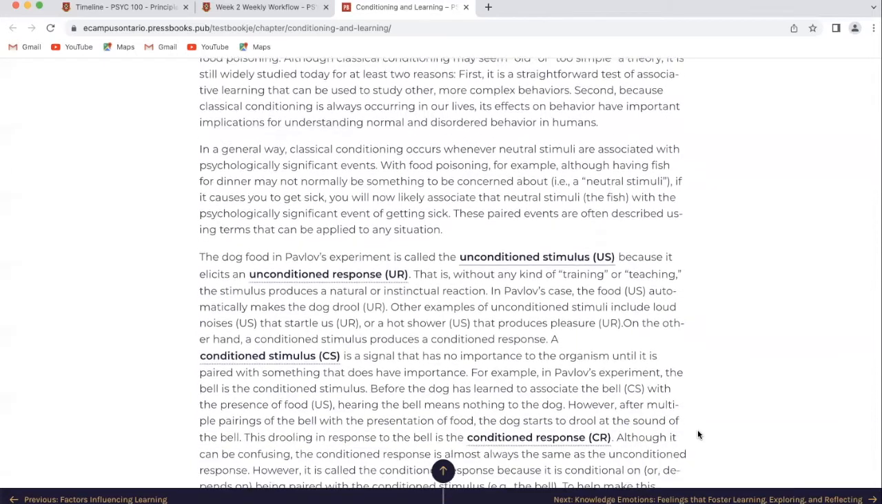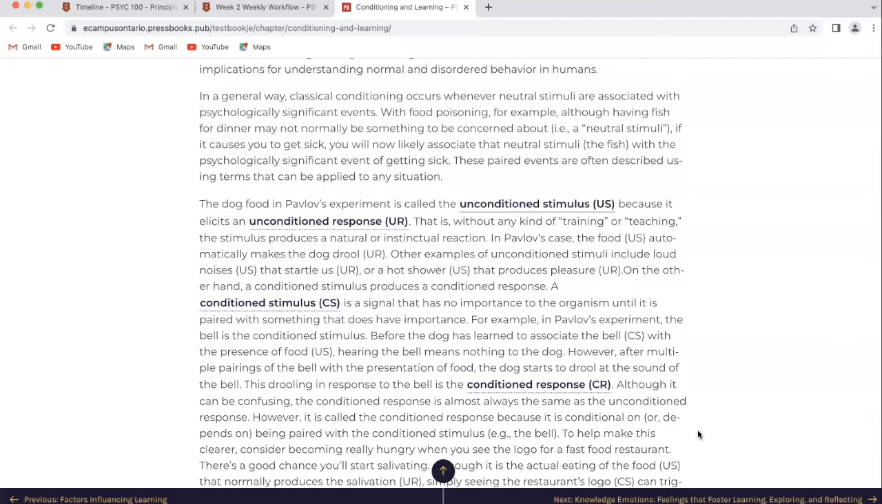In a general way, classical conditioning occurs whenever neutral stimuli are associated with psychologically significant events. With food poisoning, for example, although having fish for dinner may not normally be something to be concerned about, i.e., a neutral stimulus, if it causes you to get sick, you will now likely associate that neutral stimulus, or the fish, with the psychologically significant event of getting sick.